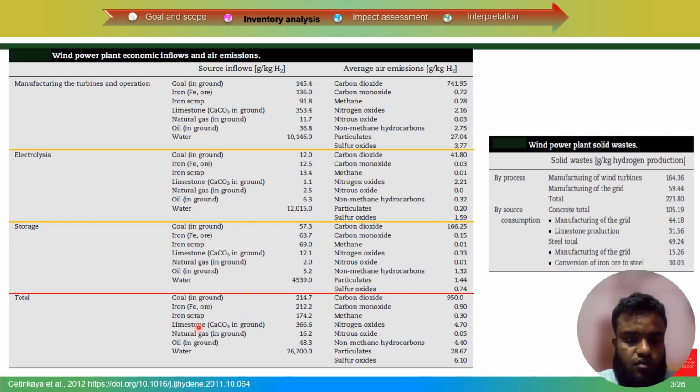So now for the coal, you sum up all those three. How much coal you are using, how much iron you are using, how much iron scrap, how much limestone, natural gas, oil, and water. So this is the sum of all these three. And you sum up the emission, how much carbon dioxide you are emitting from different systems or different processes. Just to sum up, like 741, 41, and 166, that comes up to 950. And similarly, you sum up all these components of the emissions here. So now this is called inventory analysis.